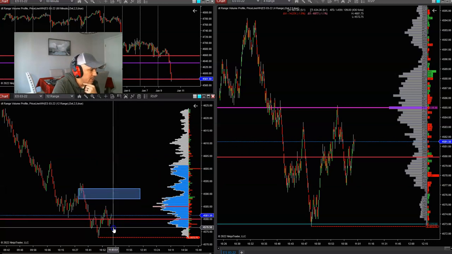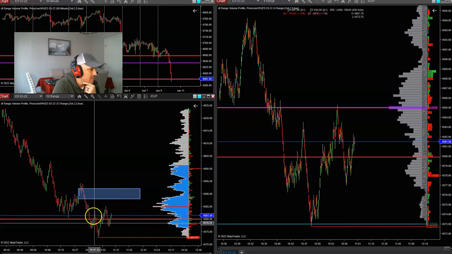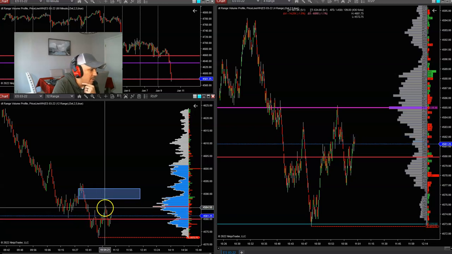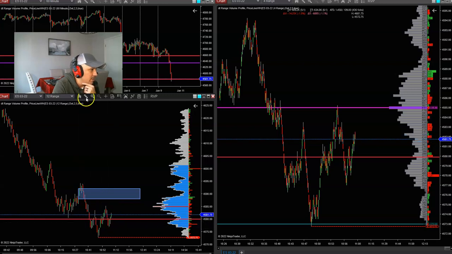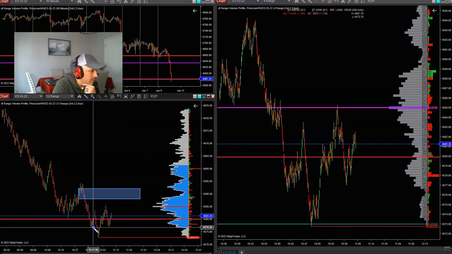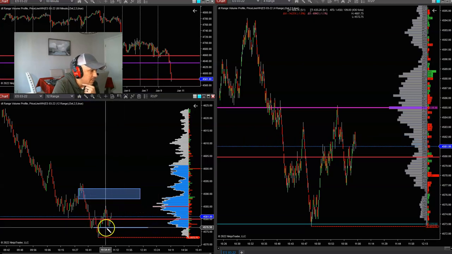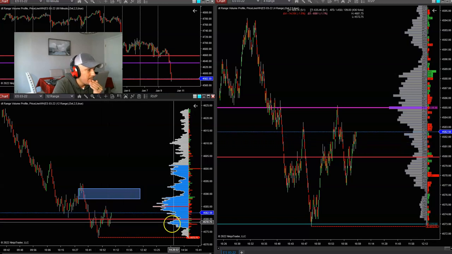So I took that trade based on I saw price breaking structure right here. Price swung to the downside, broke back above, and pulled back. I was looking for price to come back to this zone area, which is an area of demand right here, and then it did. Okay, bounced out of there.